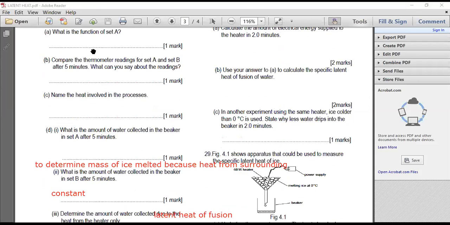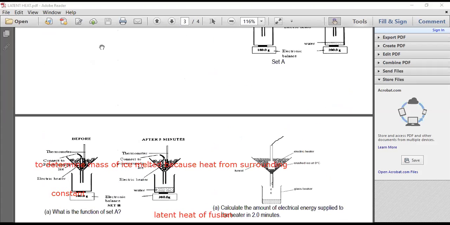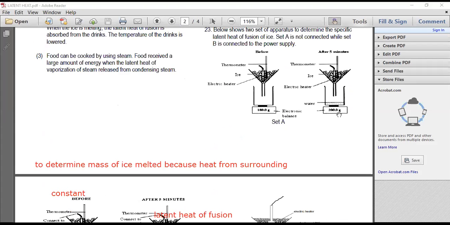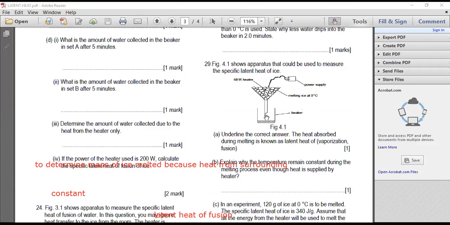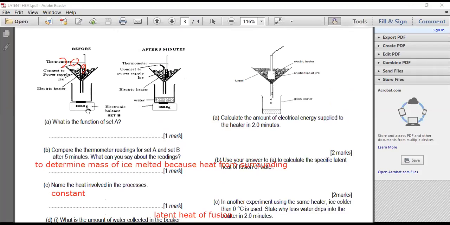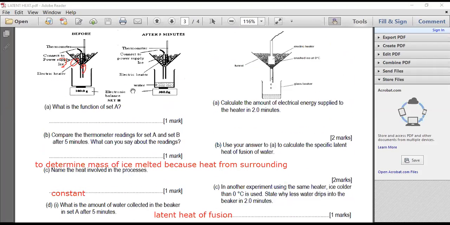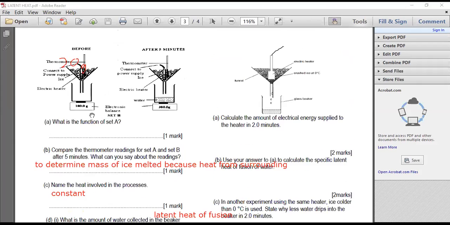Next, what is the amount of water collected in the beaker in set A after 5 minutes? This is 200 gram, this is 180. So 200 minus 180 is 20 gram. And then what is the mass of ice melted in beaker B after 5 minutes? Same thing, 380 minus 180, which is 200 gram.